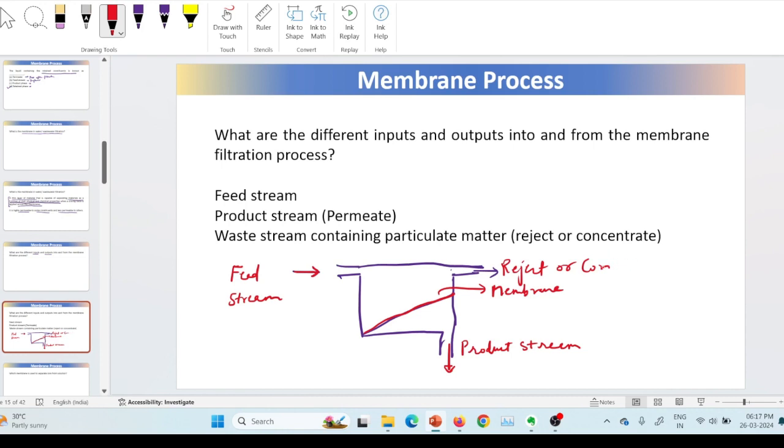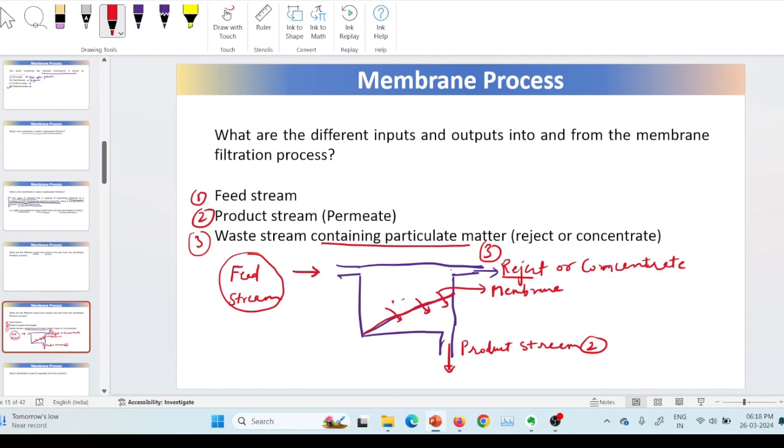Reject or concentrate. So we have here the feed stream, and this is the product stream after filtration. And the third one is the reject or concentrate. This is called the waste stream containing particulate matter. The particulates which are retained by the membrane will go through the reject. So these are the different inputs and outputs.